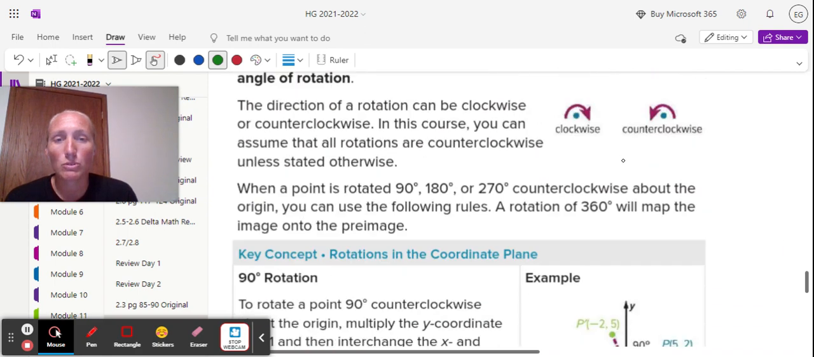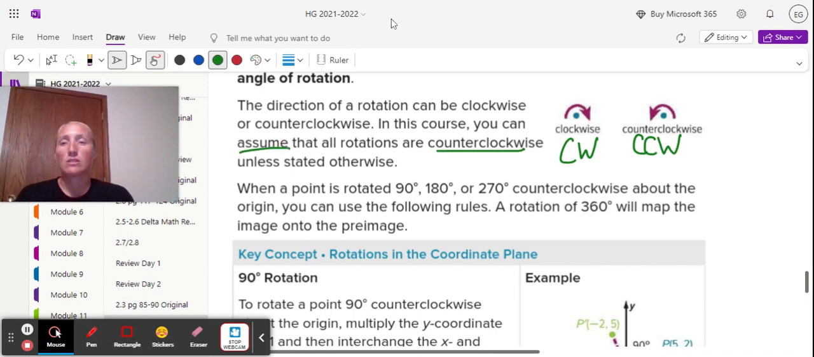So we are going to rotate clockwise and counterclockwise, okay? If you see clockwise, you will see CW, and you're welcome to use that. Counterclockwise, CCW. So if you see either one of those notations used, you can use those. But we do assume that rotations are counterclockwise unless otherwise stated.